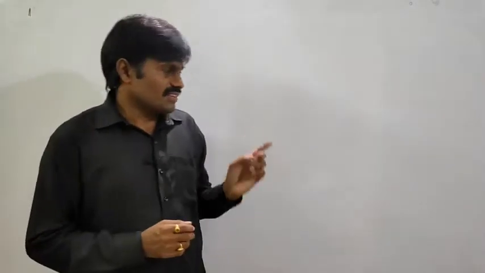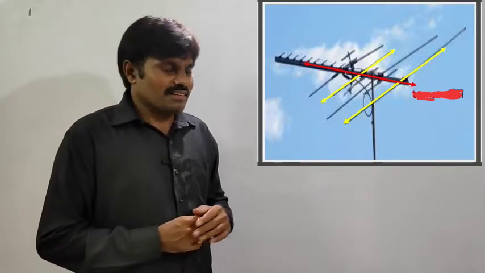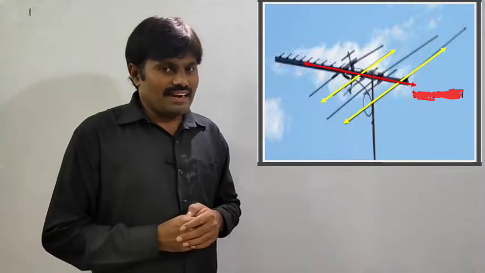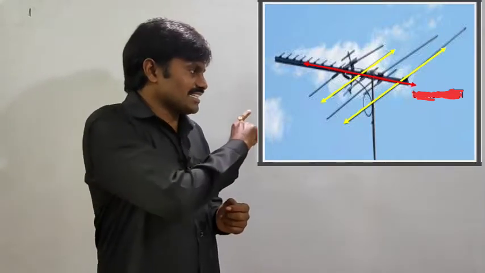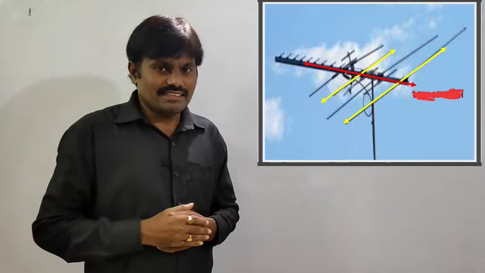Ten or fifteen years ago, we used to use an antenna to get signals from the satellite to watch TV. Observe on the screen. See, in this antenna, some sticks are arranged parallelly and those sticks are intersected by another stick. What do you call that stick?